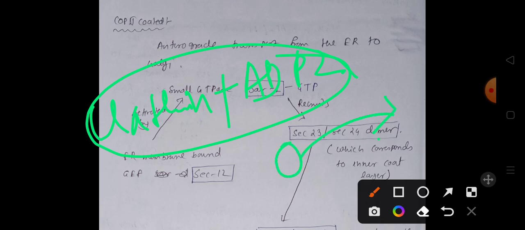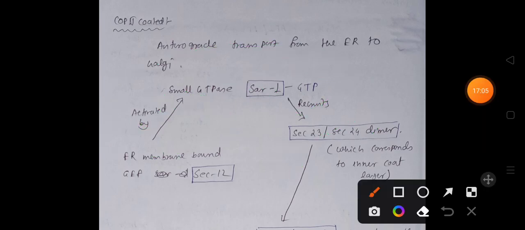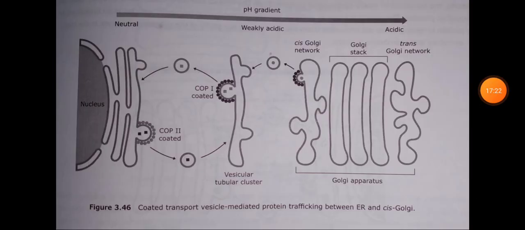And then we have talked about COPI coated vesicles. COPI coated vesicles, remember, are important for retrograde transport or intra-Golgi transport, that is the transport from Golgi to the ER, right? And here we have talked about COPII coated vesicles that are responsible for anterograde transport. So that's the idea. So I hope you have learned about the three types of vesicles very well.